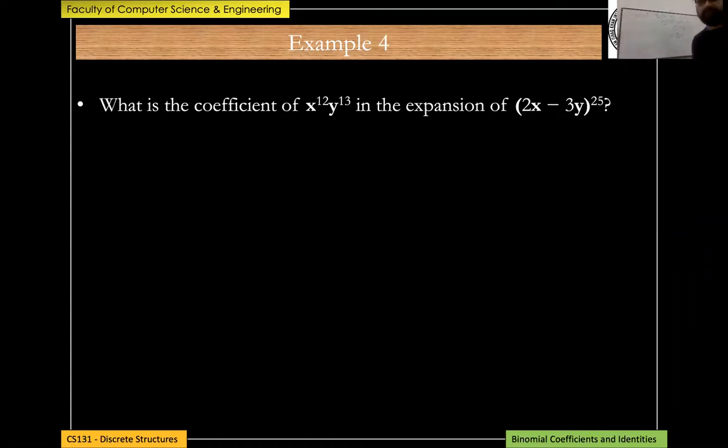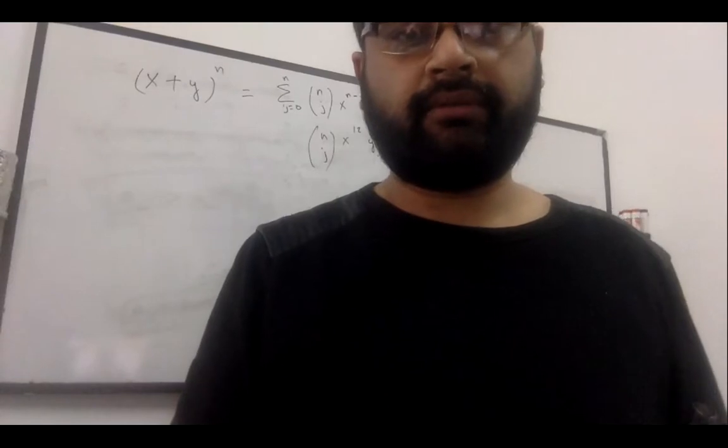In the next example, it says, what is the coefficient of x^12 y^13 in the expansion of (2x minus 3y) to the power 25? This is a slightly tricky question. And how do you solve it? Maybe pause for a minute, think of it, and then I can try to solve it for you. In the meantime, I'll stop sharing and I'll come to the board.